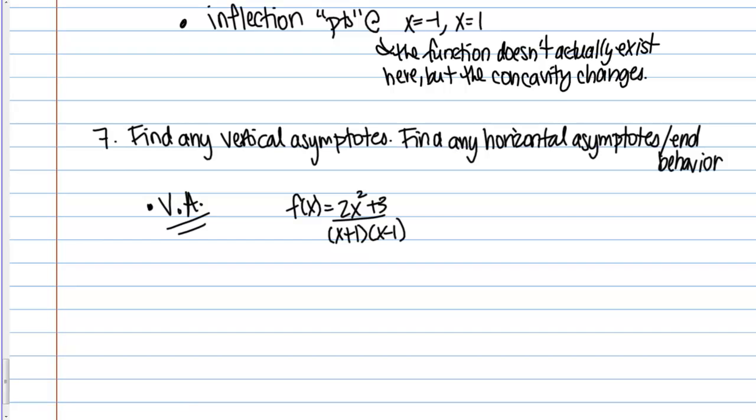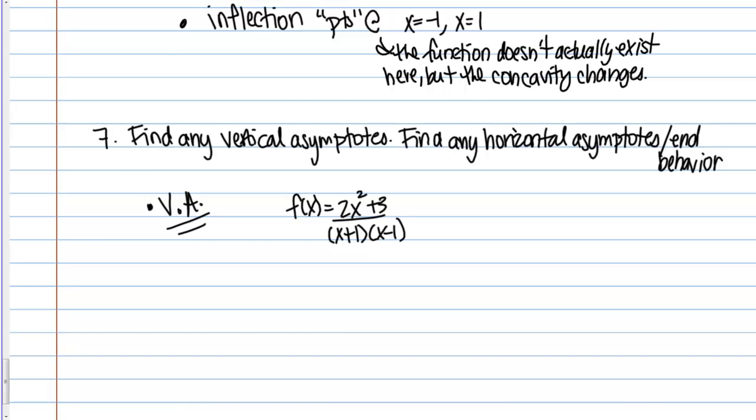In step 7, we want to find any vertical asymptotes and also find any horizontal asymptotes or other end behavior of the function. So let's start by thinking about the vertical asymptotes. Here I've written the original function, and I've also written the original form at the bottom where it's factored into x plus 1, x minus 1. So when do vertical asymptotes happen? The general response is they happen when the denominator equals 0. But just be sure, before you look for that, that it's not also a 0 of the numerator. If I look at this denominator, it looks like negative 1 and 1 are going to be my vertical asymptotes.